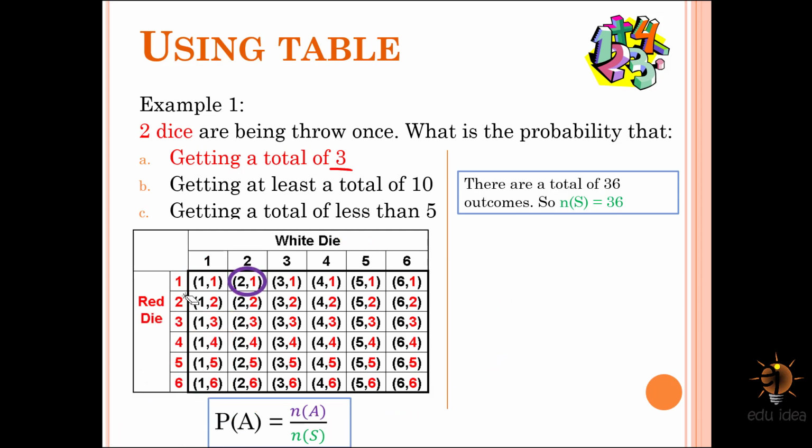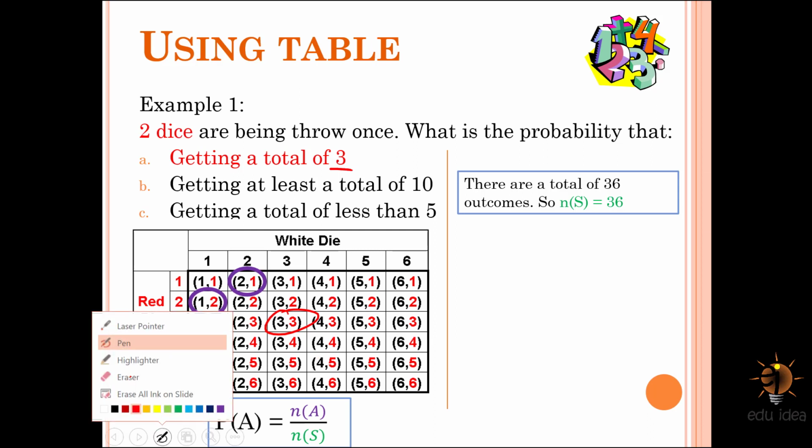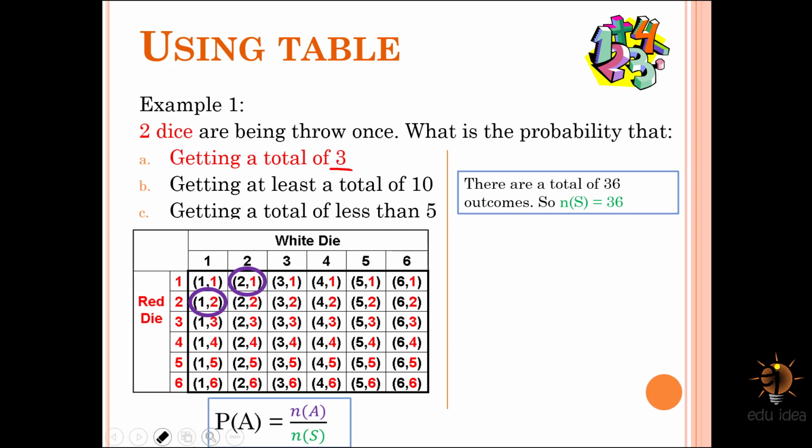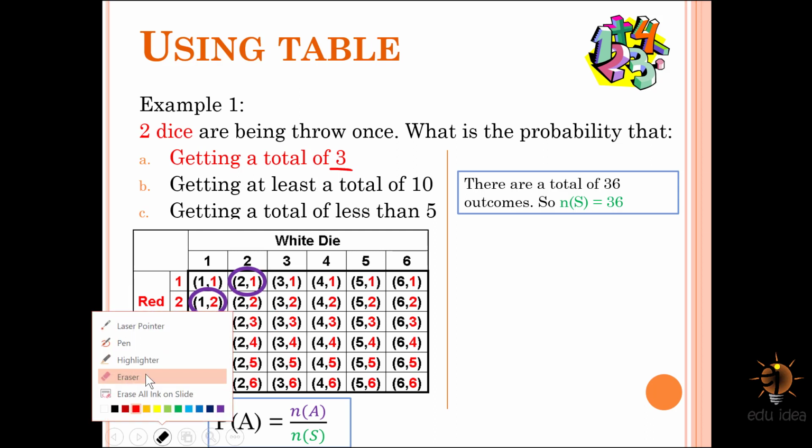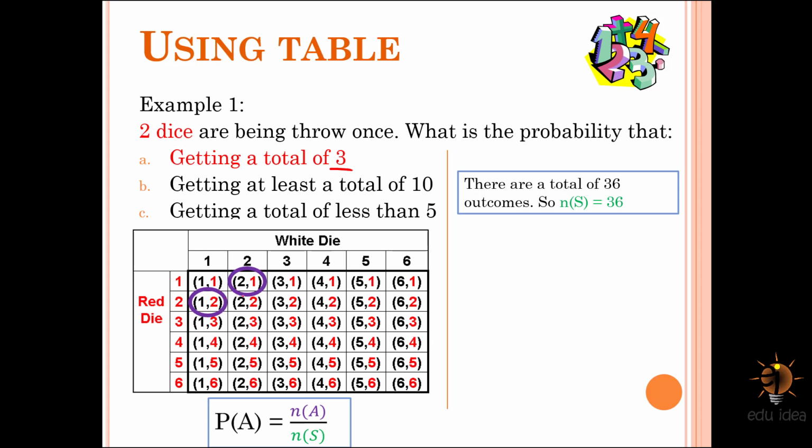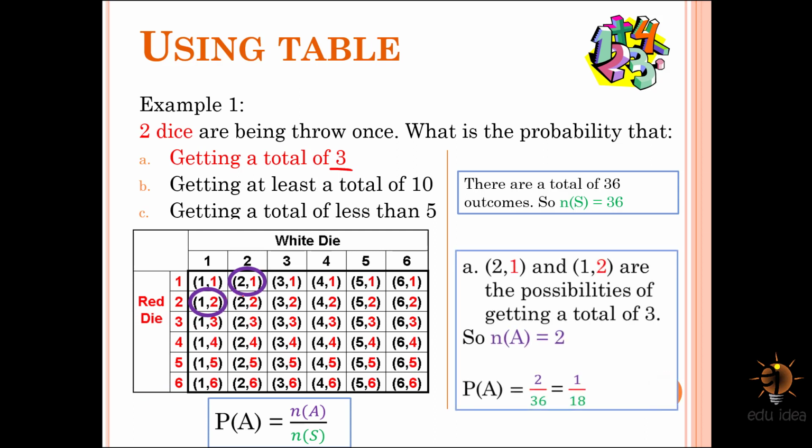Okay, so we get it from here, and also from here, right? As you can see, you cannot have any other possibilities. Only 1, 2 and 2, 1, because 2 plus 1 is 3, and 1 plus 2 is equal to 3. If I take this one, for example, that will be 6, because 3 plus 3 is equal to 6. So only those two possibilities give a total of 3. 2, 1 and 1, 2 are the possibilities of getting a total of 3.